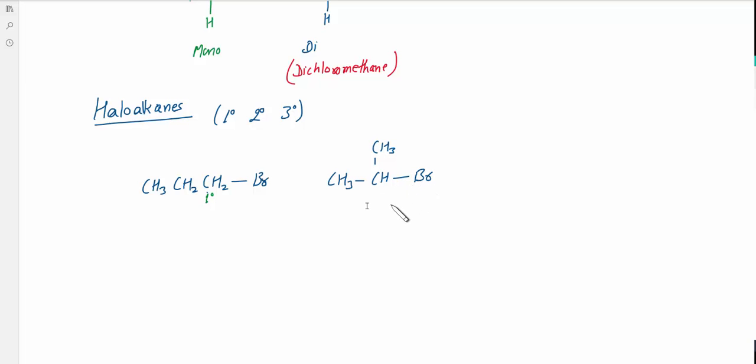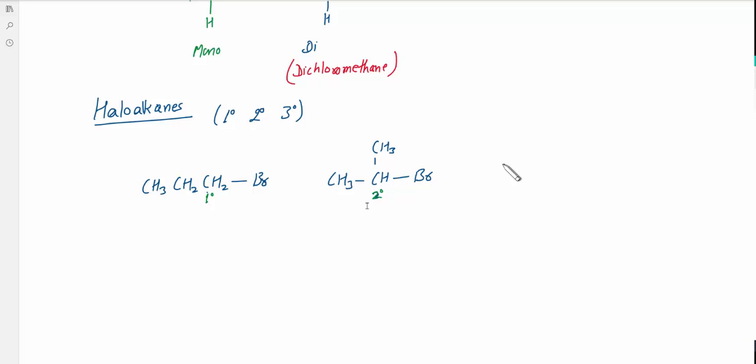Now this is 2 degree because this carbon is 2 degree. This carbon is actually a 2 degree carbon and the bromine or your halogen is actually connected to that 2 degree carbon. So this is 2 degree or secondary alkane.